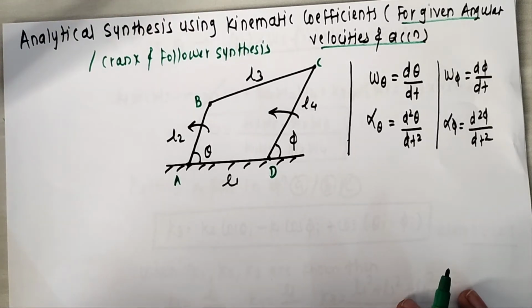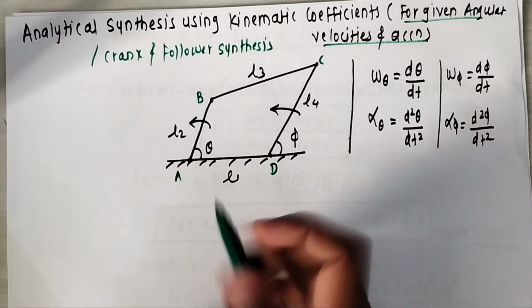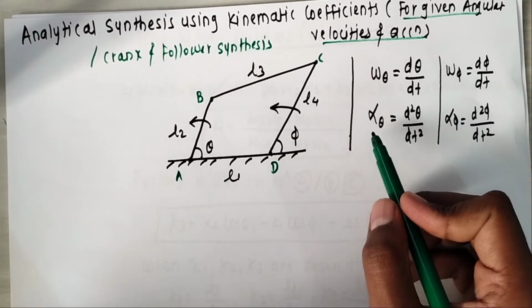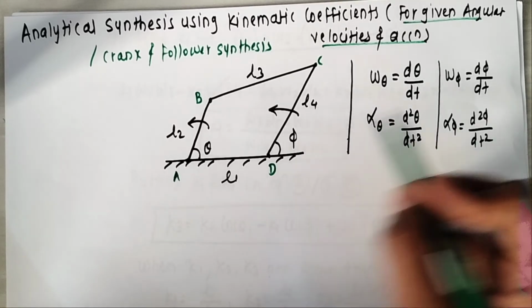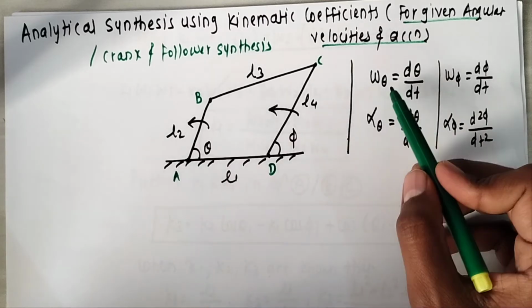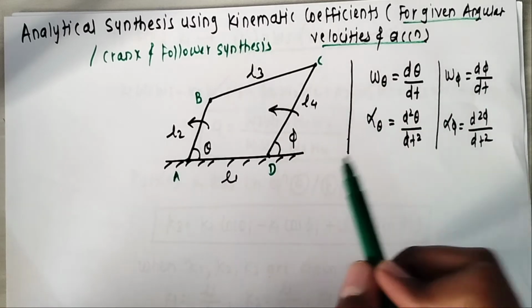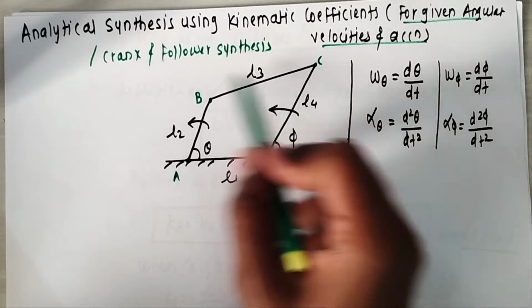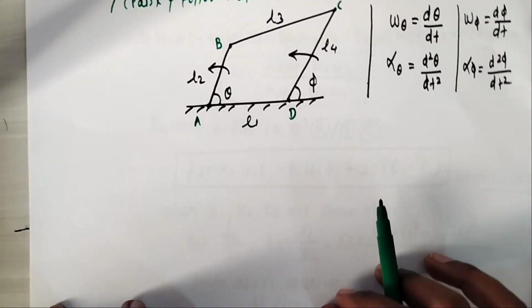It is necessary in this case to determine the parameters like L1, L2, L3, L4 such that a given set of values of theta, omega theta, alpha theta will give rise to desired values of phi, omega phi and alpha phi. Means our input is theta, omega theta, alpha theta, phi, omega phi, alpha phi, and for this input we need to synthesize a 4-bar mechanism by finding its link lengths. So the procedure for this we'll discuss now.